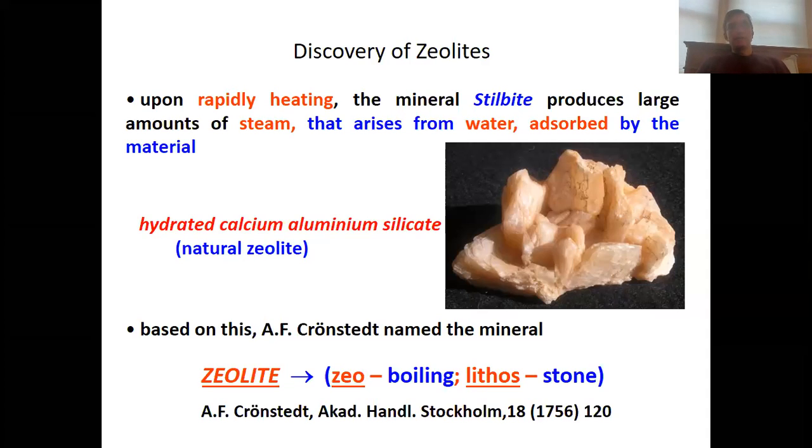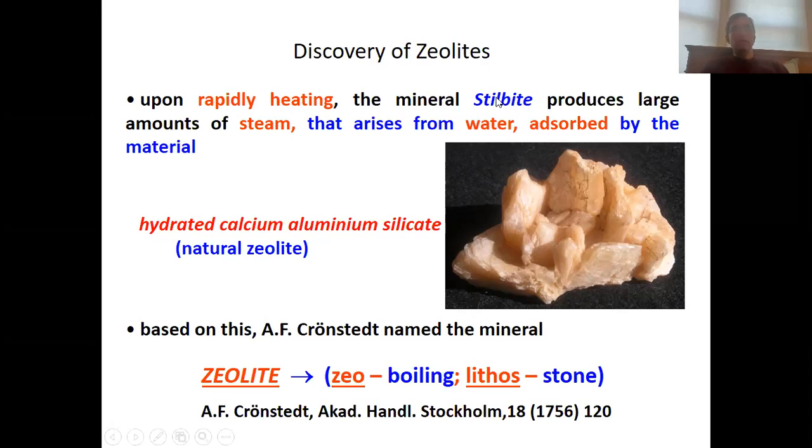So zeolites were discovered by A.F. Cronstedt in the year 1756. They're actually quite an old class of compounds. And the first zeolite that was discovered was the so-called stilbite.